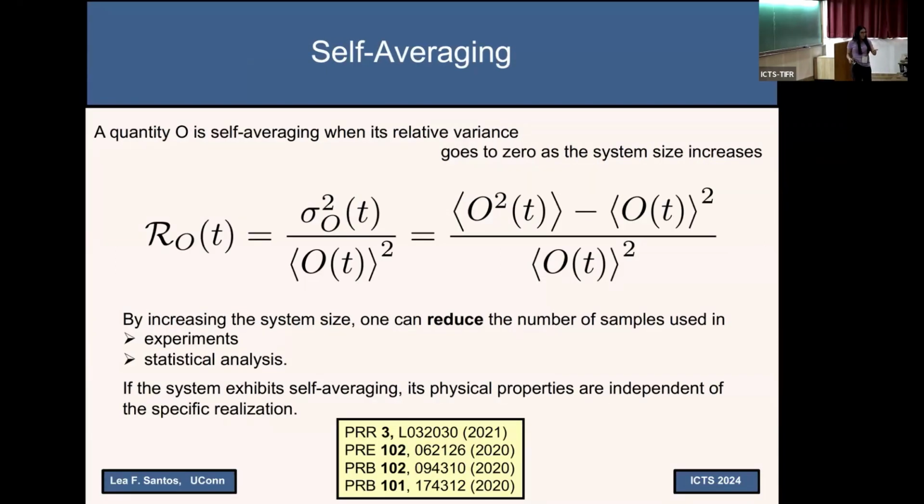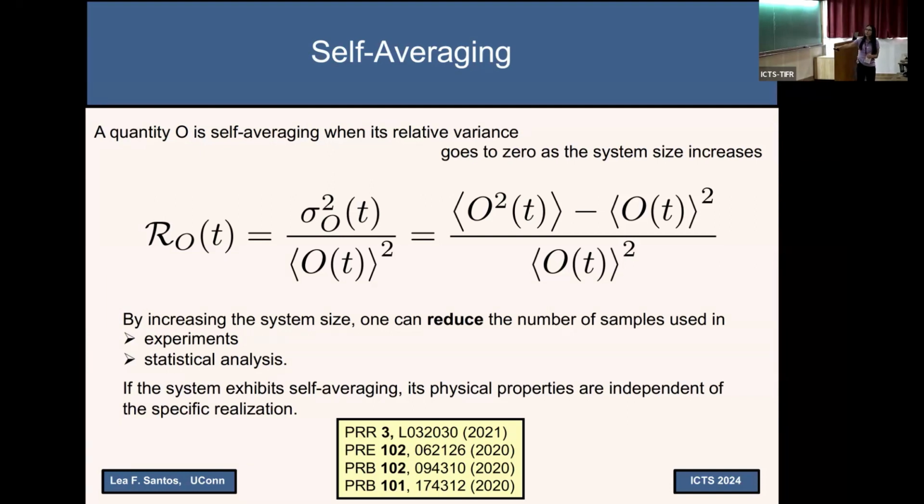And okay, 5 minutes, so I'm going to just tell you now the issue of self-averaging. So what does it mean to have a quantity that is self-averaging? It's self-averaging when the relative variance, so the variance divided by the square of the mean, decreases as we increase the system size. If this is true, it's great.